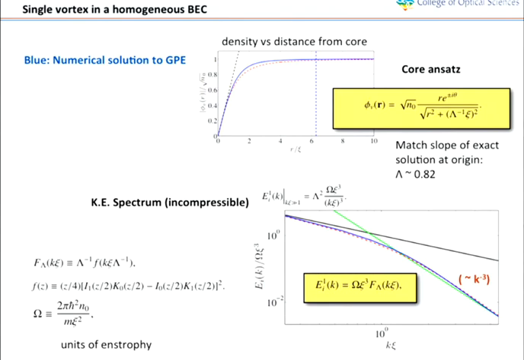There is a numerical solution we can get for the shape of a vortex core. This is plotting the density versus position away from the center of a vortex core, comparing a numerical solution with an ansatz that is given here. And the nice thing about this ansatz is that we are able to take Fourier transforms and look at momentum distributions, or distributions over wave number.